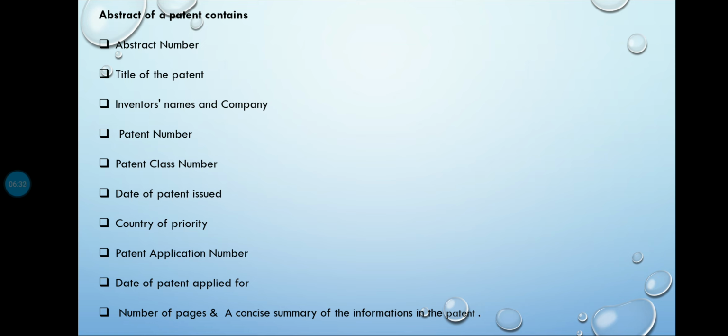Abstract of a patent contains abstract number, title of the patent, inventor's names and company, patent name, patent class number, date of patent issued, country of priority, patent application number, date of patent applied for, number of pages and a concise summary of the information in the patent.